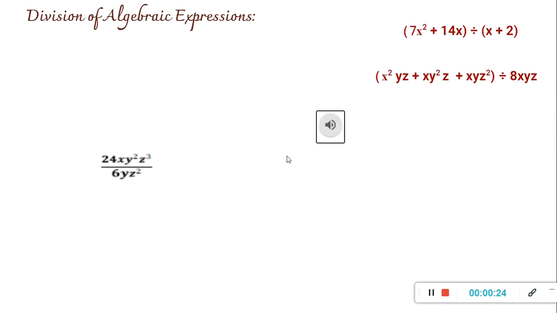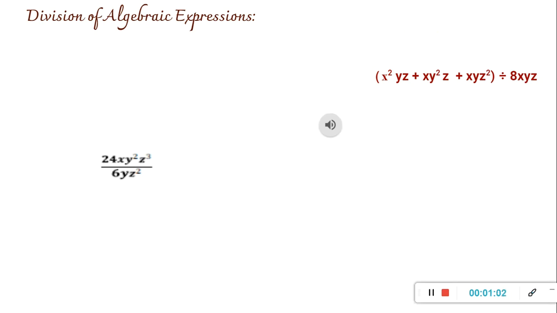Let's look at our new topic, that is division of algebraic expressions. Now that we have learned how to do factorization of algebraic expressions, let's also see how we perform division with algebraic expressions. Here you see some complex algebraic expressions. Some are monomials, some are polynomials, which are getting divided by another monomial or polynomial. So let's learn how exactly we perform this kind of division.